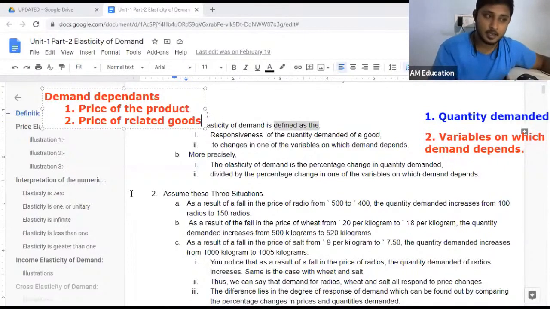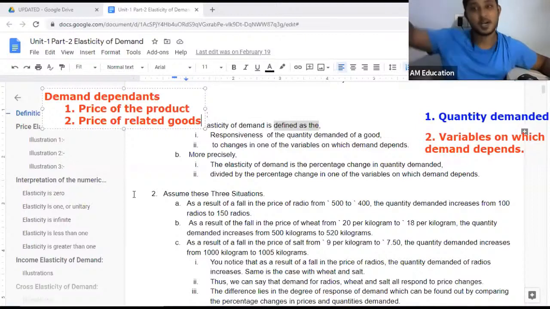But Lenovo is my computer. I could also use an Apple computer. So Apple is also related to me. What if Lenovo is 50,000 rupees and Apple is 40,000 rupees? I would demand Apple, no? Then the quantity demanded for Lenovo goes down because of related goods.